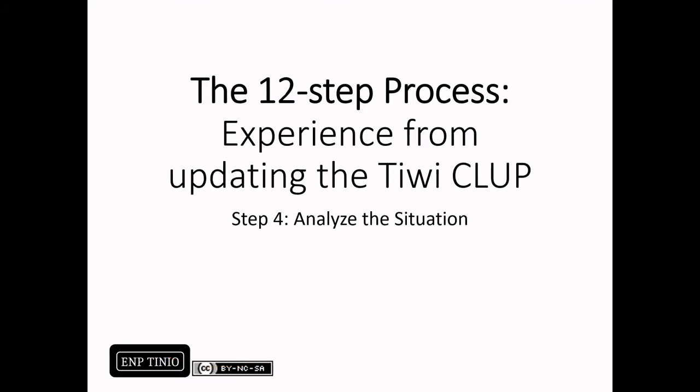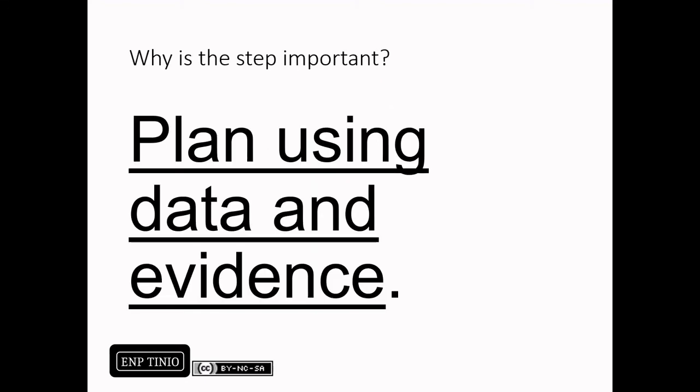Step 4 of the CLUP 12-step process is about analyzing the situation of the local government unit. Step 4 of the CLUP preparation is the bulk of the whole CLUP process. This step is essential for developing goals, strategies, and actions towards achieving the LGU vision that was framed in Step 3. Why is this step important? Because through this step, the LGU plans using data and evidence.